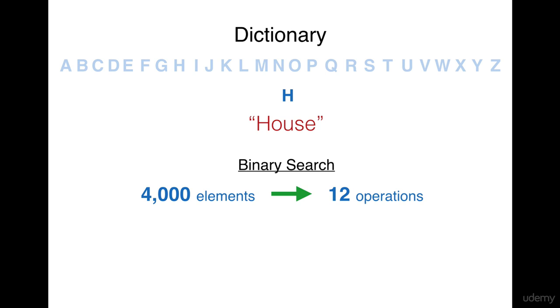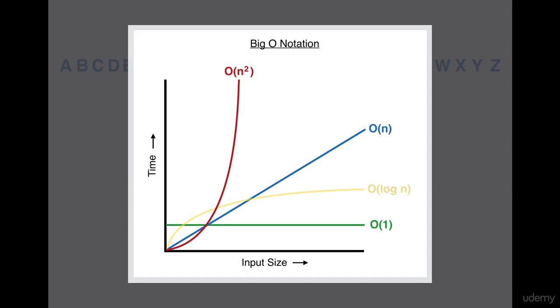Binary search is an example of logarithmic runtime or time complexity, which is written as O of log n in Big O notation, and you can see it depicted on our graph. That is it for our introduction to runtime and Big O notation.